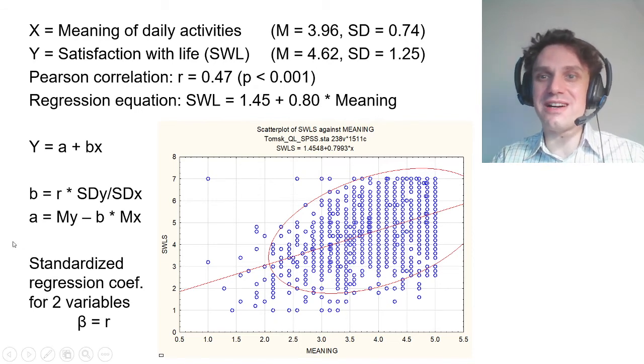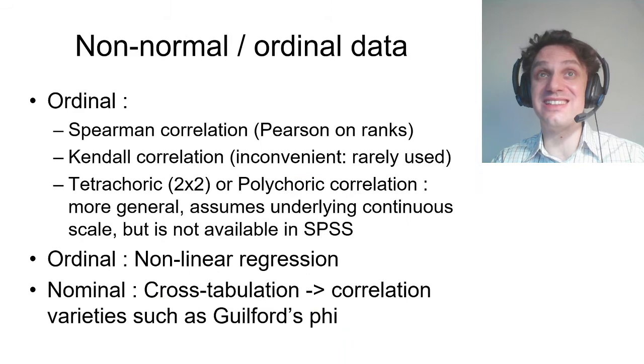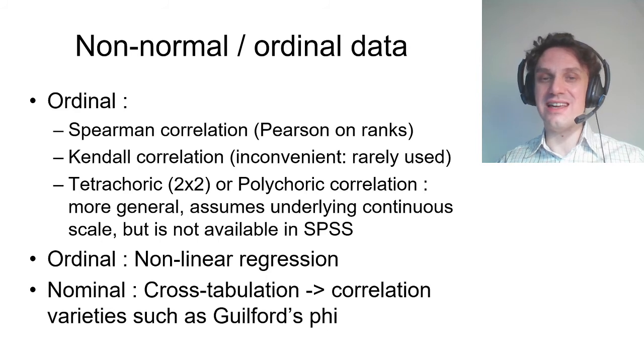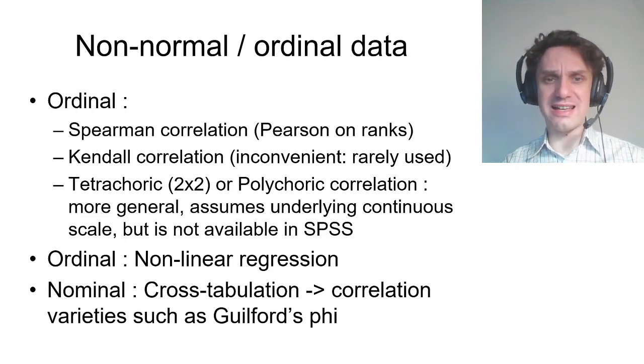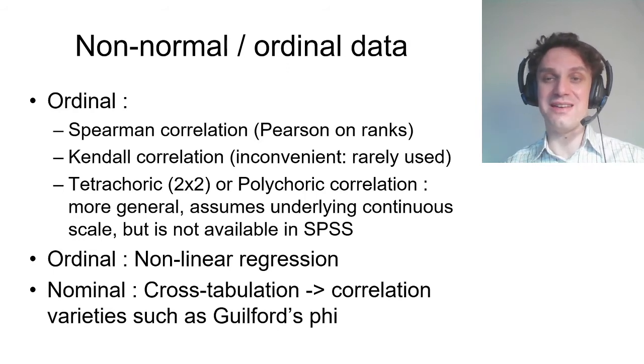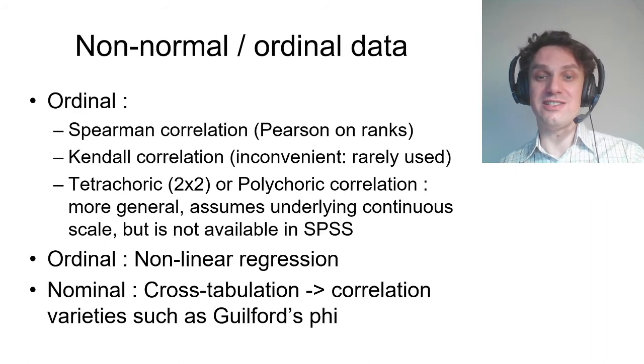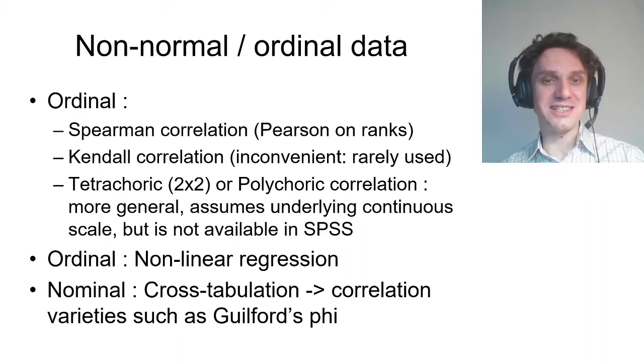Now, what happens if our data are non-normal, if our data are, for example, ordinal? Let's take a look at this situation. We have different types of correlation coefficients. Most often we use the Spearman correlation coefficient, which is basically Pearson correlation calculated for ranks. So it's less powerful in case of normally distributed data because it loses some information, but it's more precise in case of abnormal distributions. There are also other options. There is a Kendall correlation, which is not convenient because it's not in the range from -1 to 1, so it's almost never used in psychology nowadays.